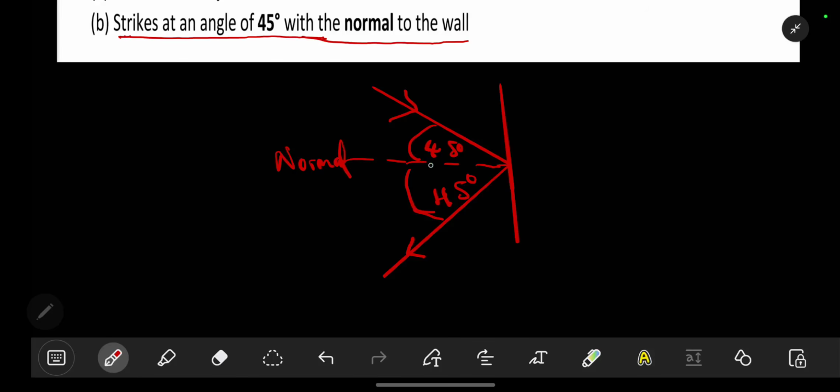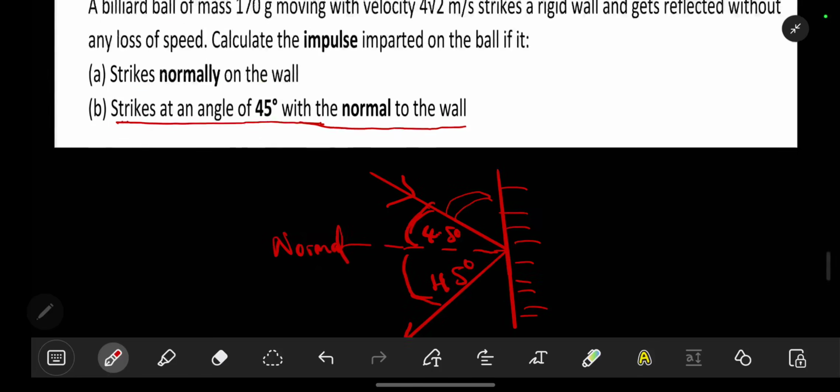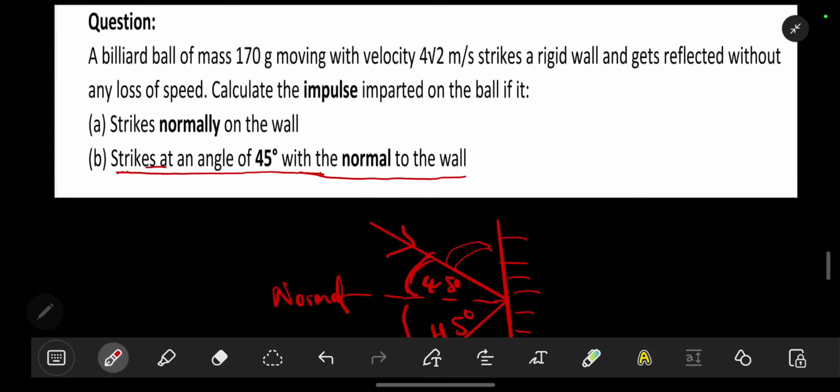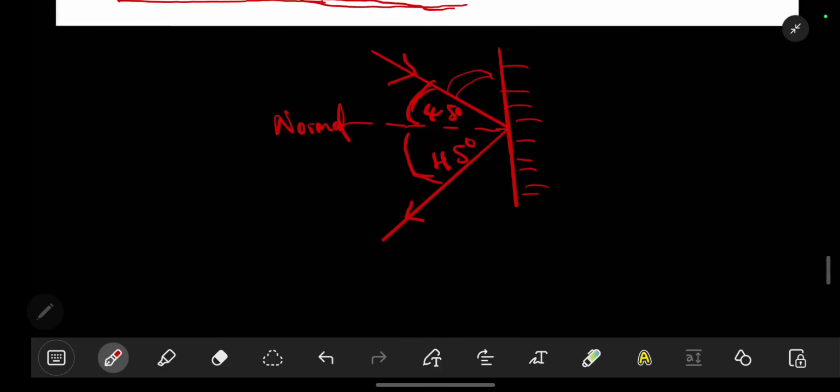So we always use, if it is a vertical wall, the angle between the normal. But even if you use this for this question specifically, 45, we know that this is 90, and 90 minus 45 is 45. But for other problems, in fact for all problems, you just use this angle if you have a vertical wall like that. So I'm emphasizing on that. So it strikes at an angle of 45 degrees with the normal to the wall. So what are we going to have?